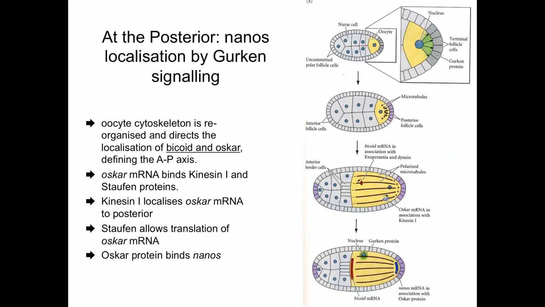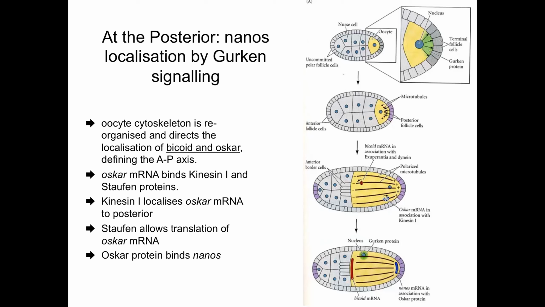So now I spoke about how the anterior and the posterior specification happens. The other thing that gets specified, as I mentioned, is the dorsal and ventral. So how do dorsal and ventral get specified? The dorsal-ventral specification is yet another interesting phenomenon.